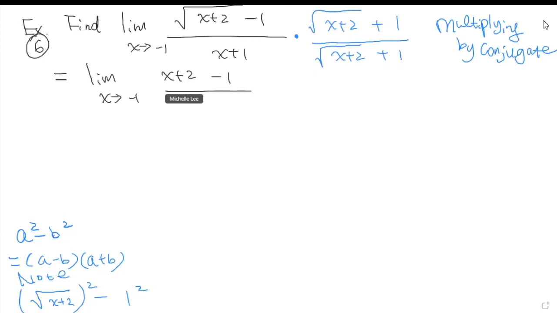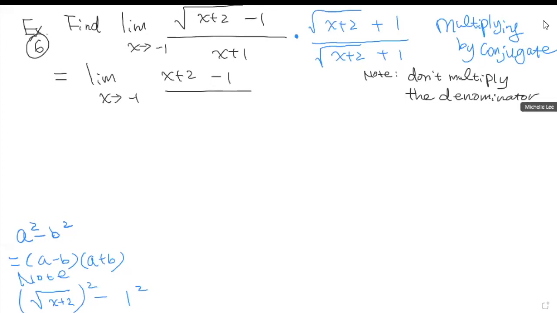And please don't multiply the denominator, because we want to simplify the bad one. Like earlier, factoring out, and we simplify, right? Canceling out. Okay, so that's here. We multiply by the conjugate technique. We need to simplify the bad one. So we have x plus 1, then we have square root of x plus 2 plus 1.